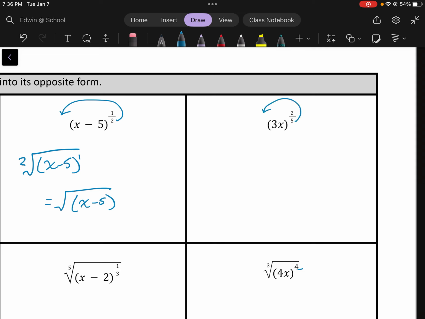Next thing, that 5 comes out again, so it's just like that. Keep everything in the parentheses. The parentheses are very important. So we're just taking out the denominator and putting it outside as this little index on the radical.